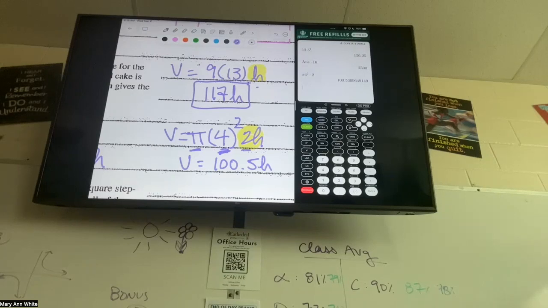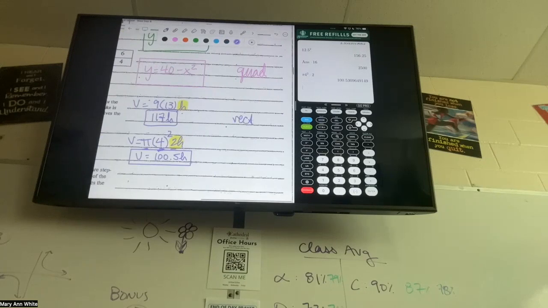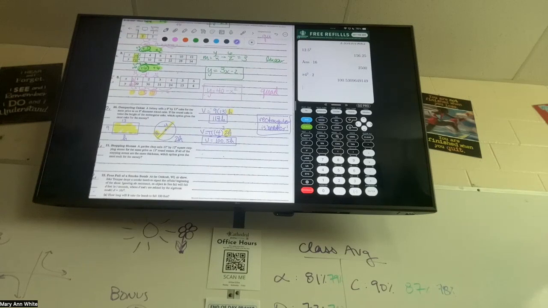Which one's bigger? The rectangular one, why? It has more volume, right? 117 is bigger than 100.5, so the rectangular one is the better deal. Rectangular is better. Feeling all right with that? All right, let's look at the next one.